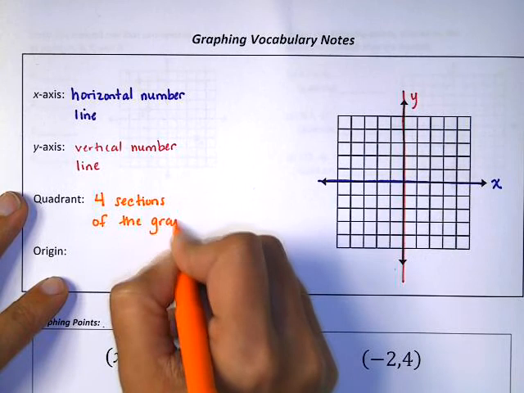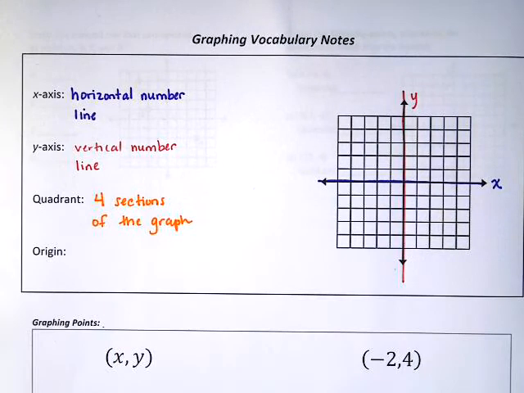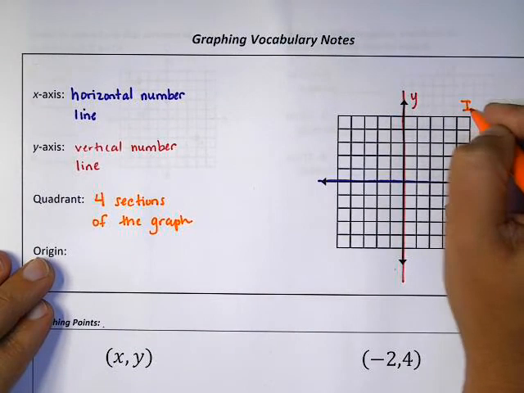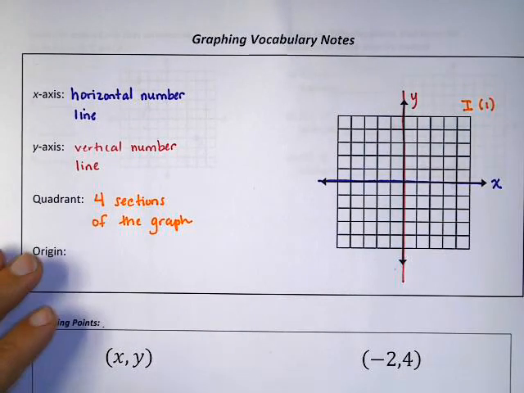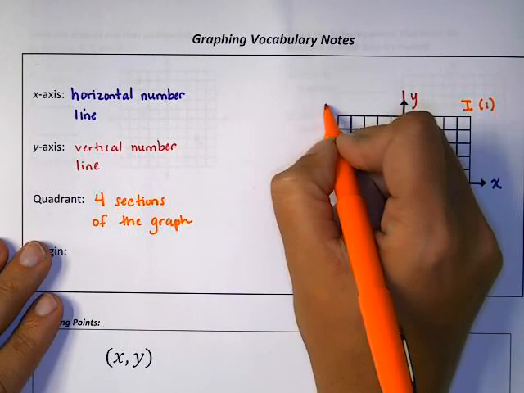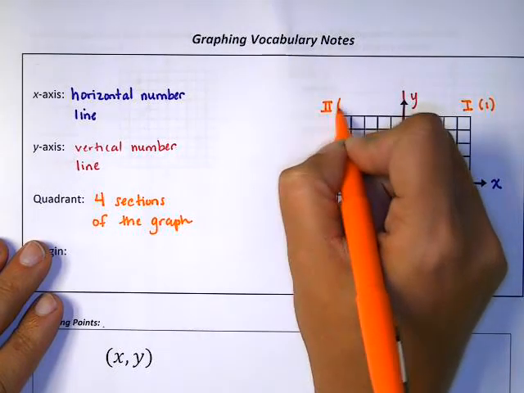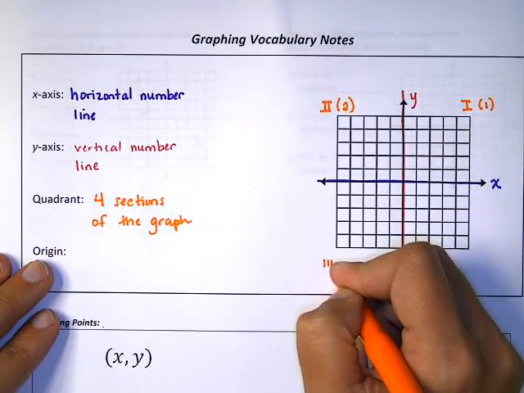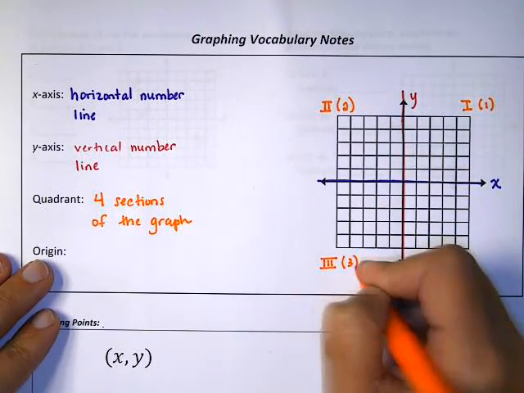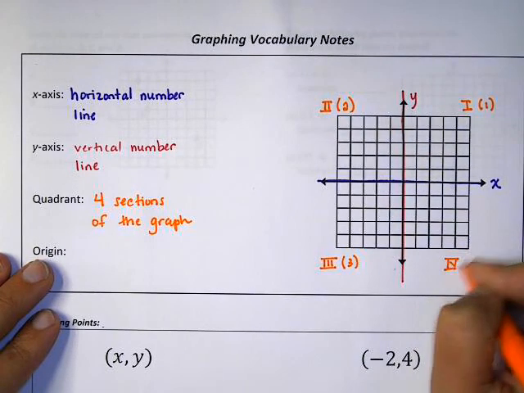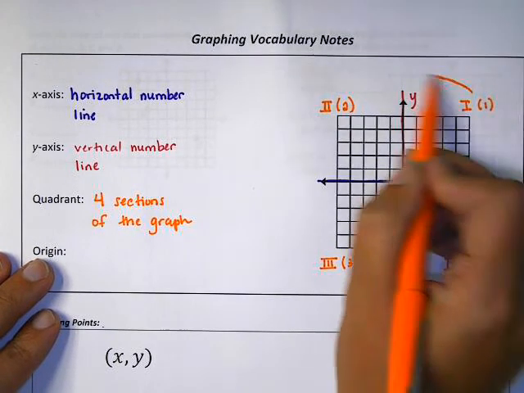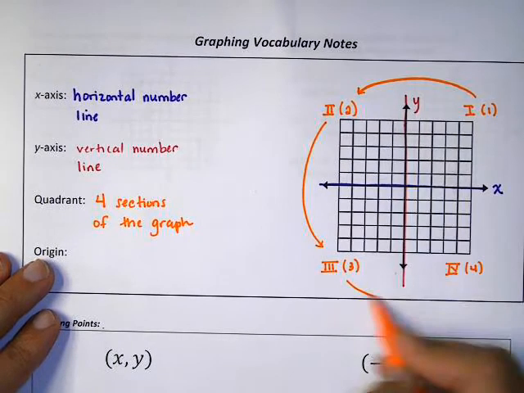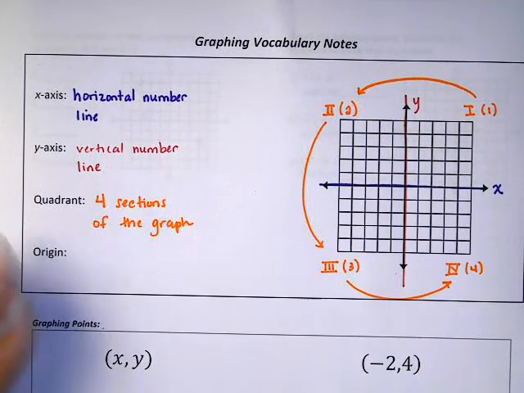Now, in order to talk more easily about these quadrants, we give them numbers. So the upper right quadrant is called quadrant 1, which we usually use Roman numerals for. Then the upper left is quadrant 2, which again we usually use Roman numerals for. Then quadrant 3, and then quadrant 4. You can think about this as being in a circle. So we start in the upper right and we move in a circle around the graph to number the quadrants.